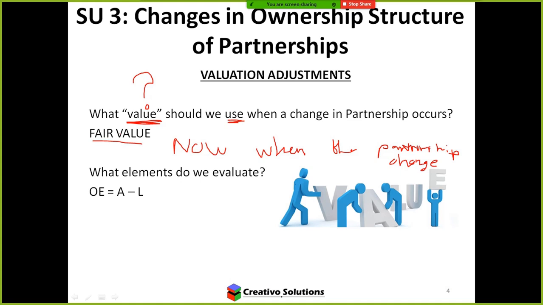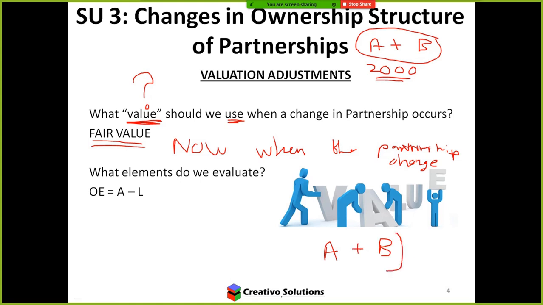So, when do you actually value these assets? When the partnership changes. Why? Because you have an event. So think about this. Let's assume A and B start a partnership, and this started back in 2000, at the turn of the century, or the millennium, actually. That's when they started the partnership. What happens now, 20 years later, and A and B want to bring in C?